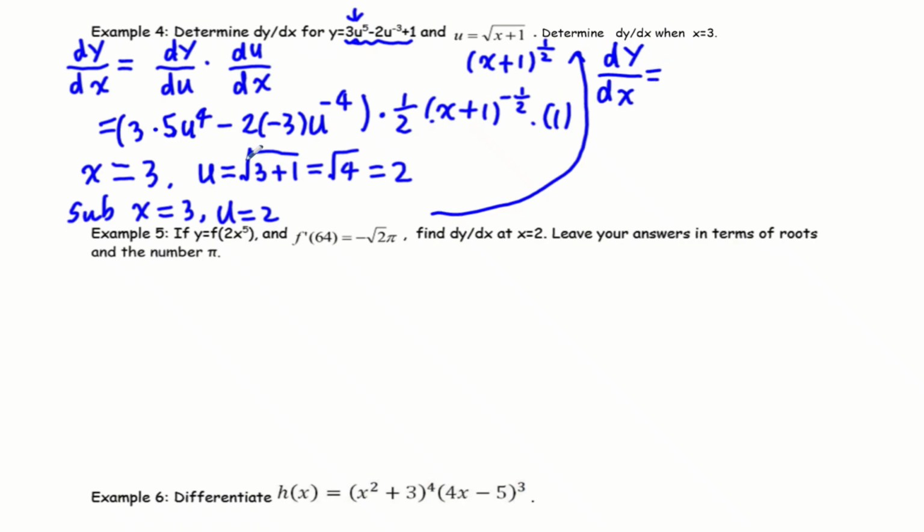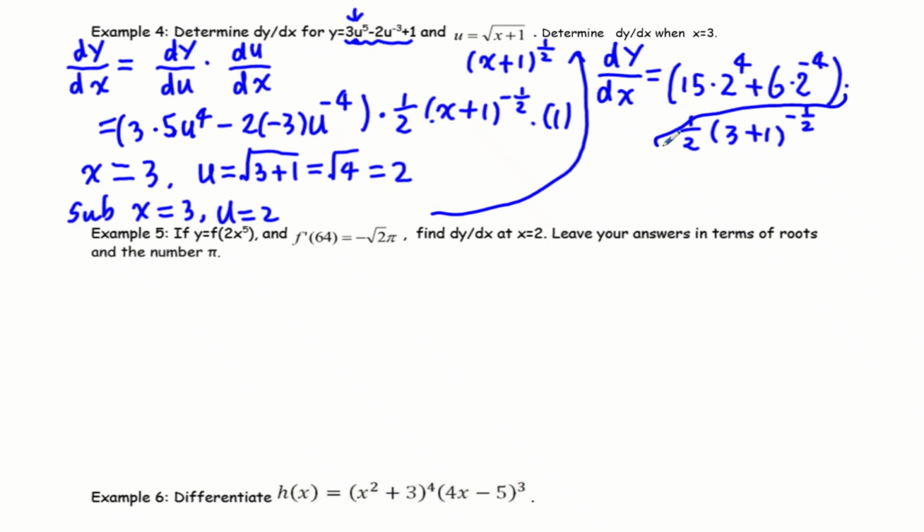equals 3 times 5 is 15. Then times 2 to the exponent 4, minus 2 times negative 3 is positive 6. Then 2 to the exponent negative 4. Then times 1 over 2 times (3 plus 1) to the exponent negative 1 over 2, then times 1, we don't have to write it there.